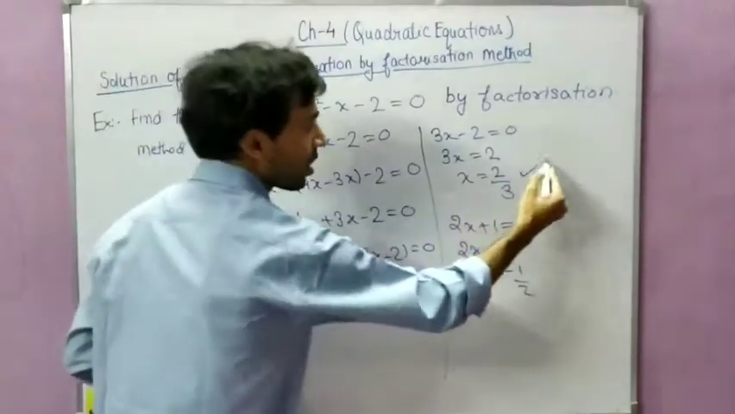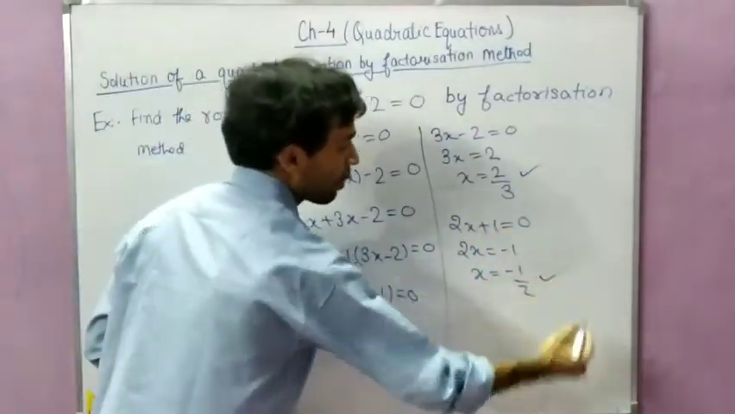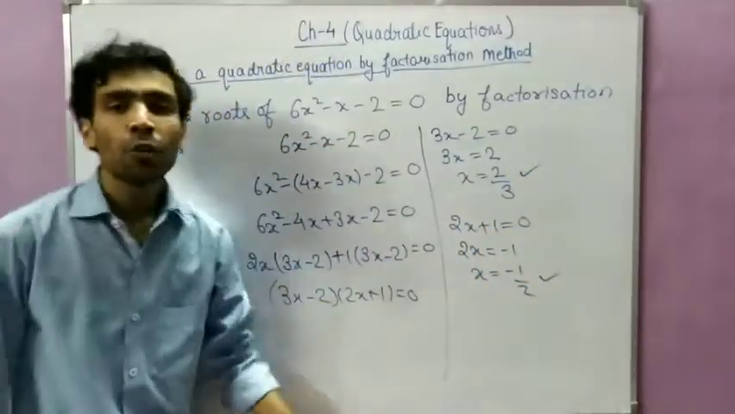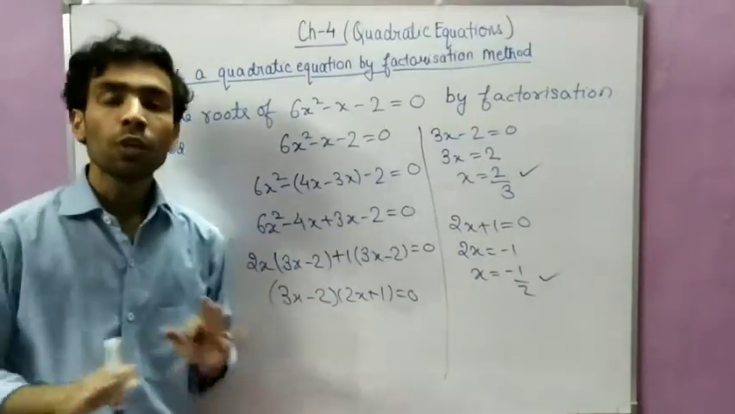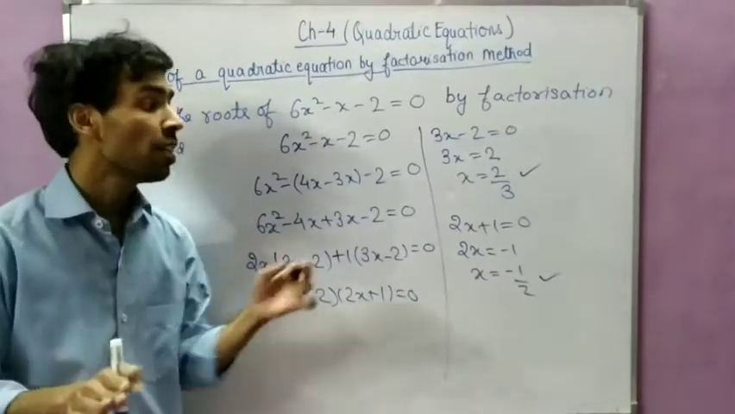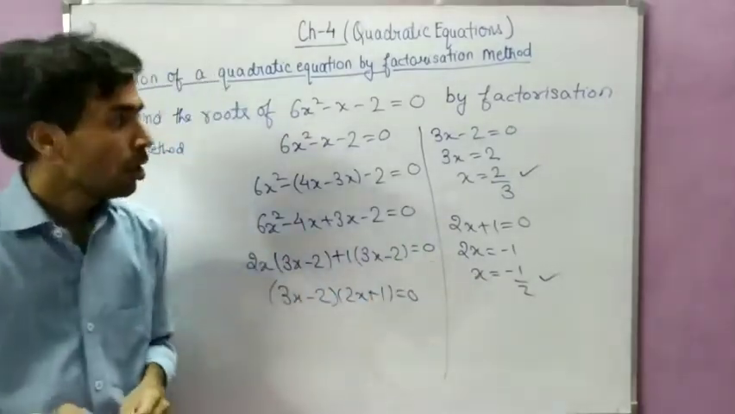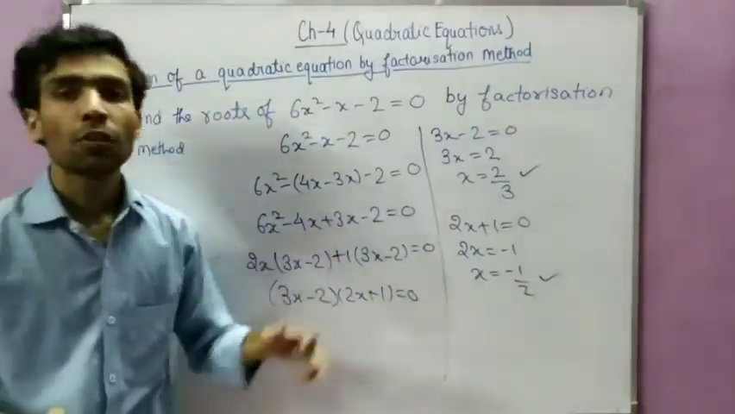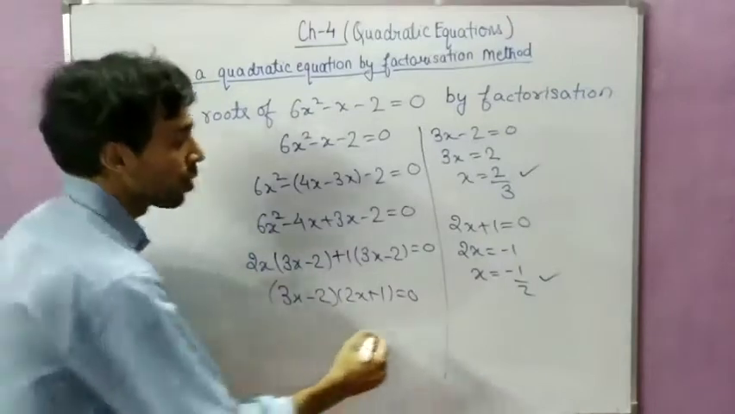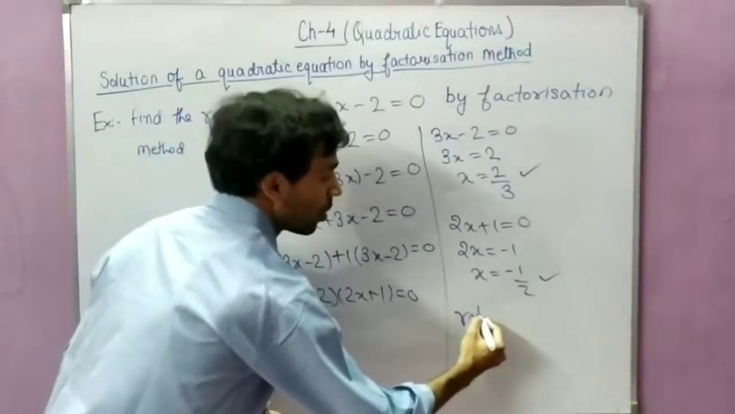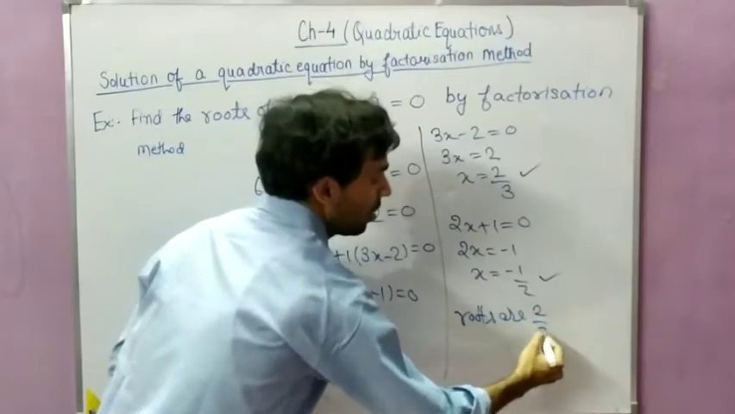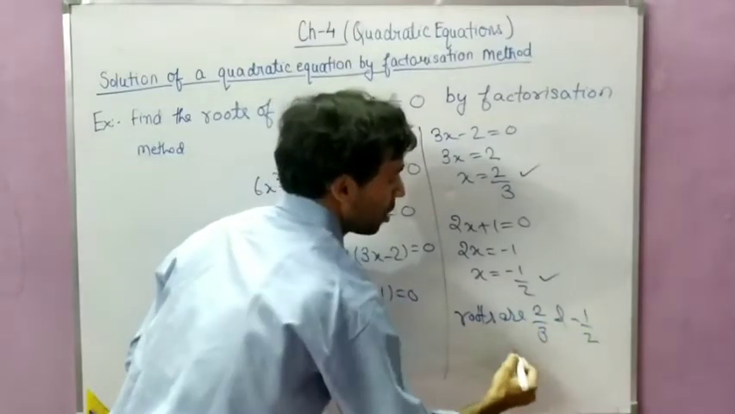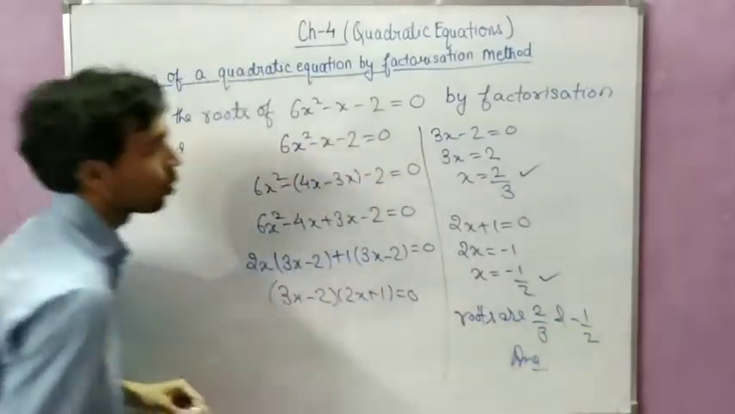One is 2 by 3 and second is minus 1 by 2. So these values are known as the roots of the quadratic equation. I told you, roots is nothing but the value of the variable. Because it is a quadratic equation, we got two values. So roots are 2 by 3 and minus 1 by 2. This is our answer.